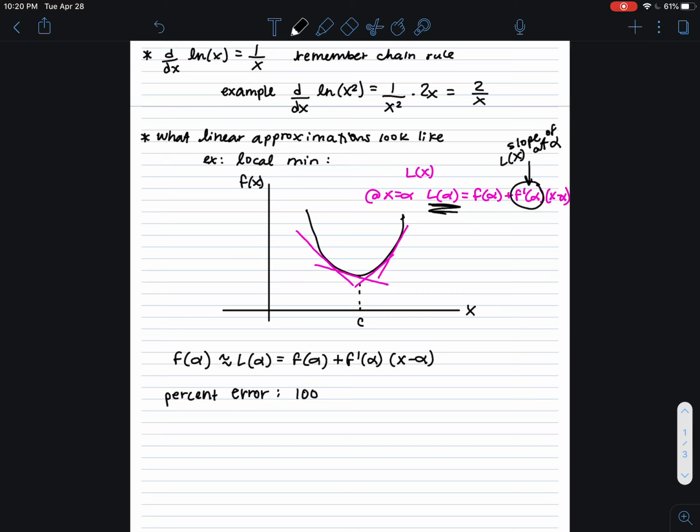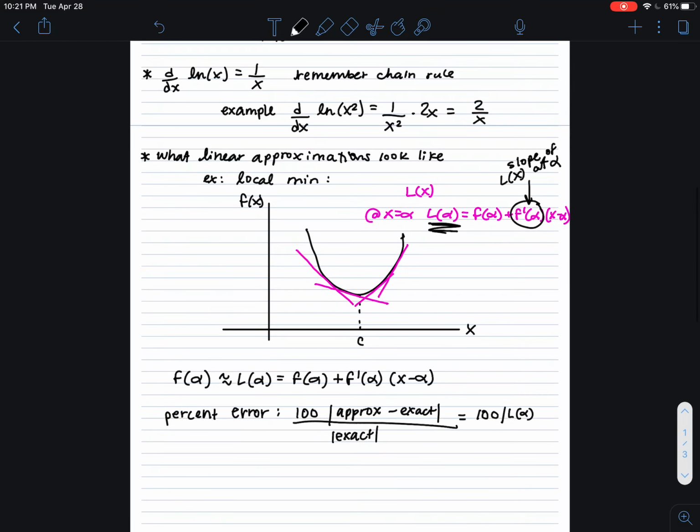So it's 100, because to change a decimal to a percentage, you have to multiply by 100. And then it's the absolute value of the approximation minus the exact value over the exact value. And in the case of a linear approximation, that's just 100 times our approximation, L of alpha, so whatever you would get by calculating this. And our exact value is f of alpha, which you would have to find using a calculator most of the time. But because you are allowed to have calculators on this exam, and you also have access to Symbolab and such, it shouldn't be too bad.